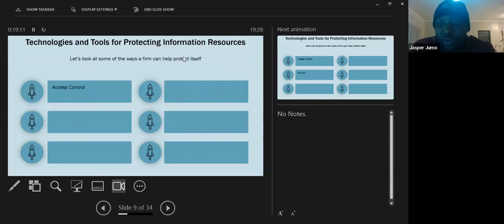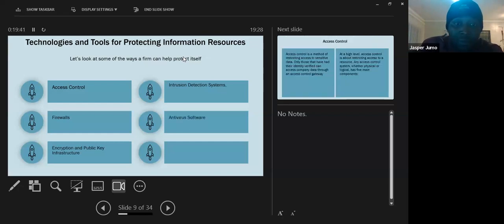So the first technology we are going to talk about is access control, right? I'm going to give you an example, don't worry. The second one is what we call a firewall. I will explain what it is. Encryption and public key infrastructure. Remember this, everything that I'm giving you is there in the study guide, right? So this is not information that is coming from anywhere else except from your study guide. Then intrusion detection system and antivirus software, right?